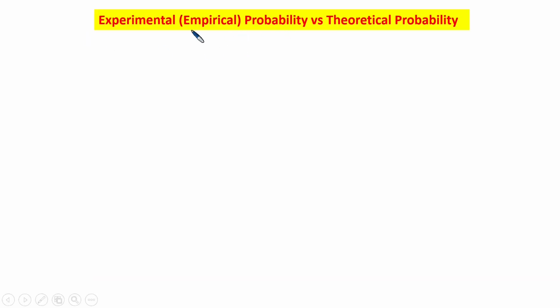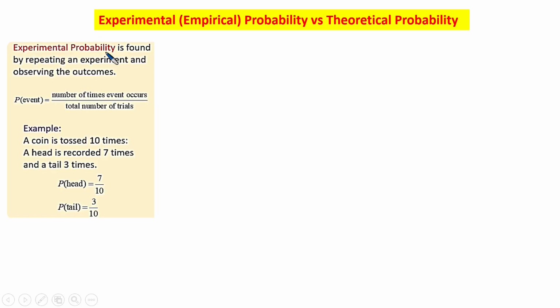So here probability can be obtained experimentally or also it can be obtained theoretically. Experimental probability is found by repeating an experiment and observing the outcome. That is, you can define this P, the symbol of probability, of any event as the number of times the event occurs divided by the total number of trials, which was discussed in much detail in class 9.